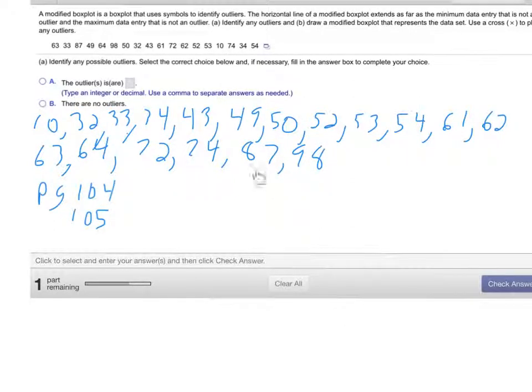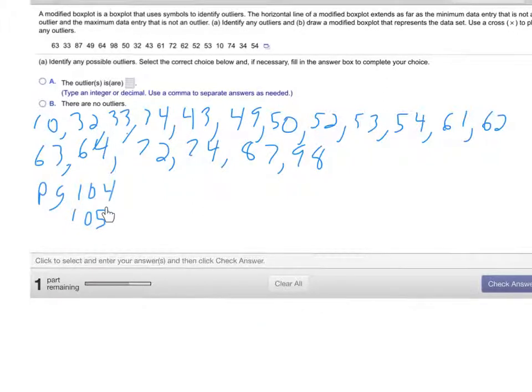Hello, Miss Potts. I got your question here. They want you to create a modified box plot that uses symbols to identify outliers. Then they explain that to you here. Now, in your book, on pages 104 and 105, you'll be sure and want to read these two pages.